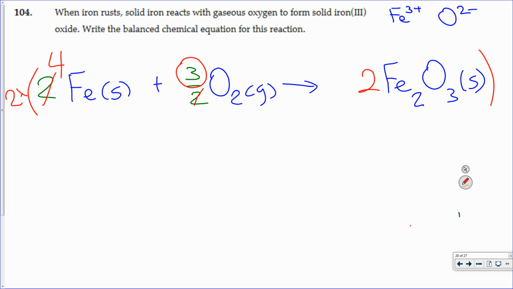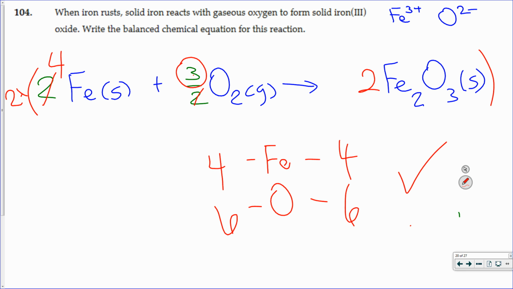All right, check my atom inventory. Make sure that everything's good. So I've got 4 irons on the left and 4 irons on the right. Oxygens, I've got 3 times 2, 6 on the left. 2 times 3, 6 on the right. We're good.